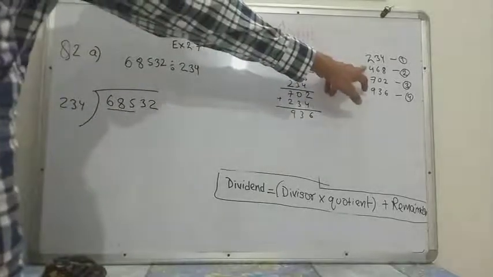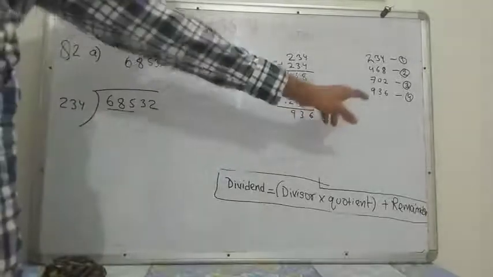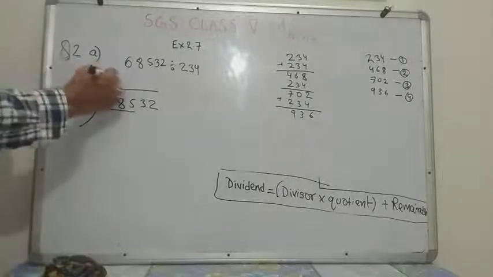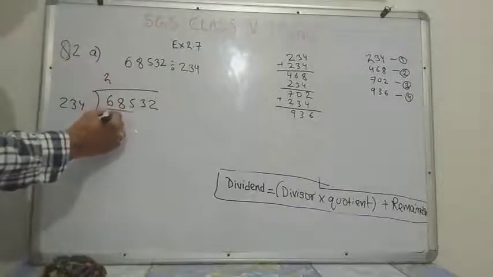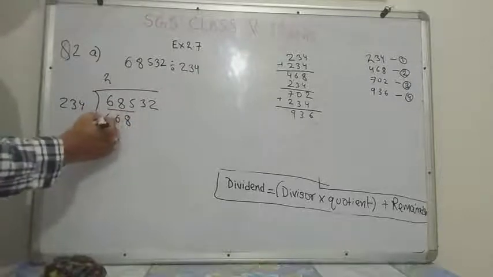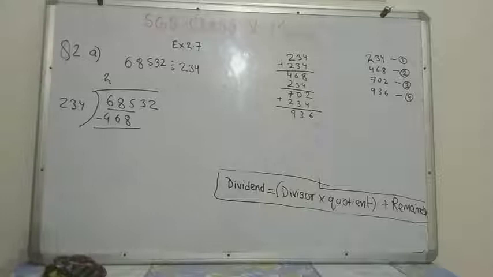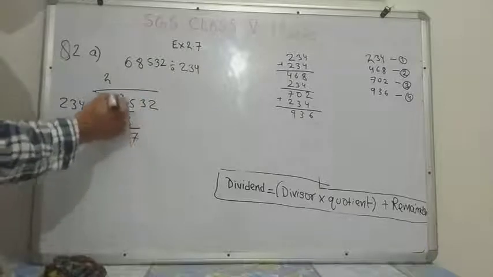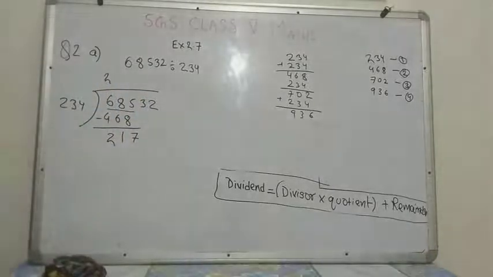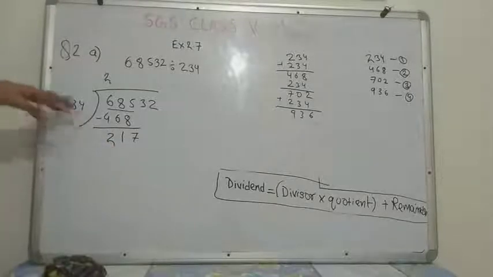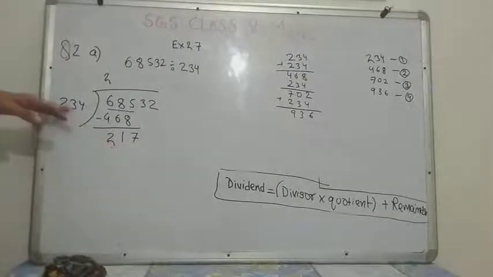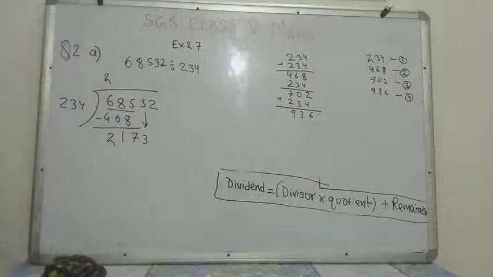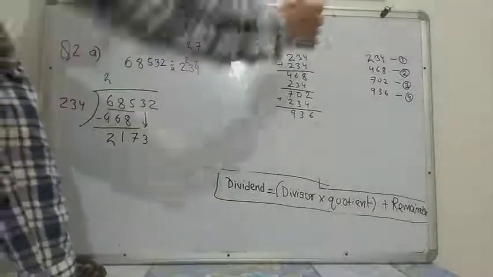685 is greater than the second multiple of 234, but it is smaller than the third multiple of 234. So we multiply it 2 times and we got 468. We subtract the numbers. When we subtract, 15 minus 8, we got 7. 7 minus 6, 1. 6 minus 4, 2. Now we compare whether this number is smaller or greater. It is smaller than your divisor, so we put down one more number, that is 3 here, and now we check the multiples of 234.